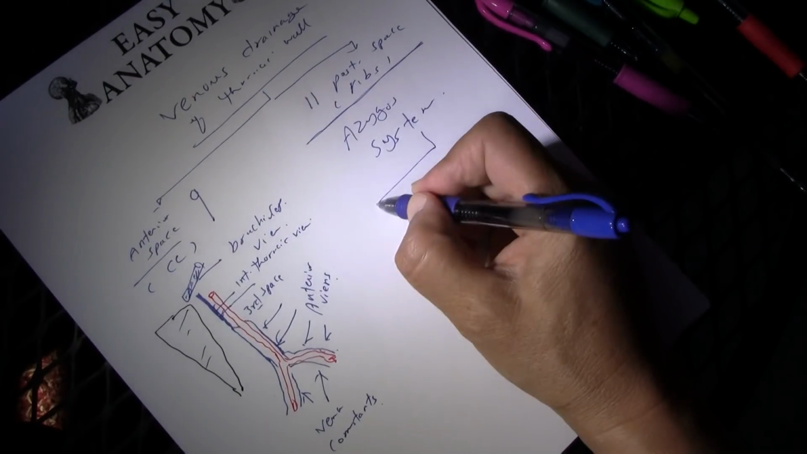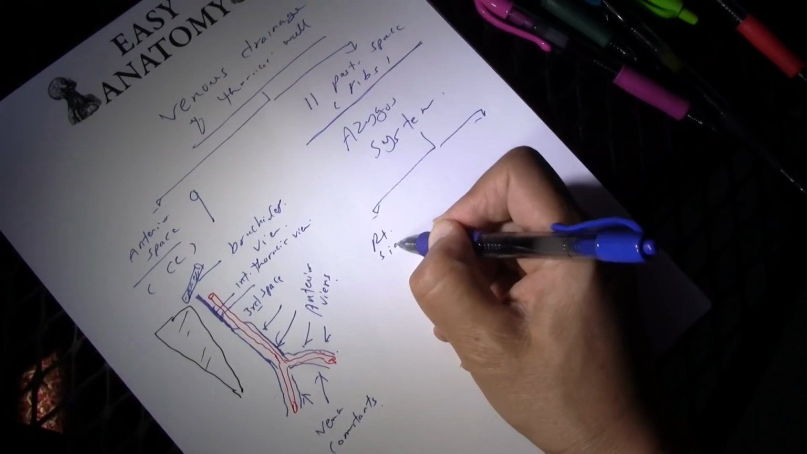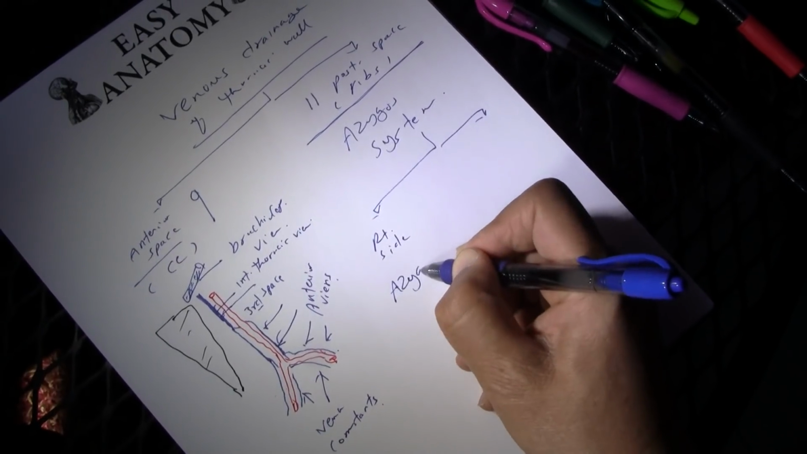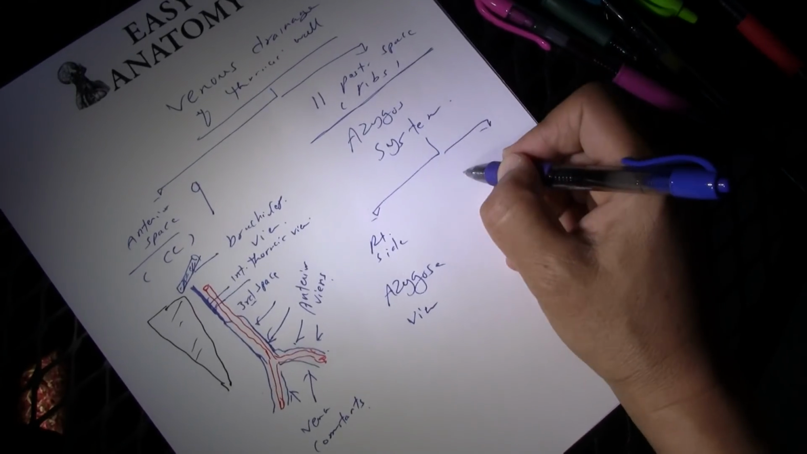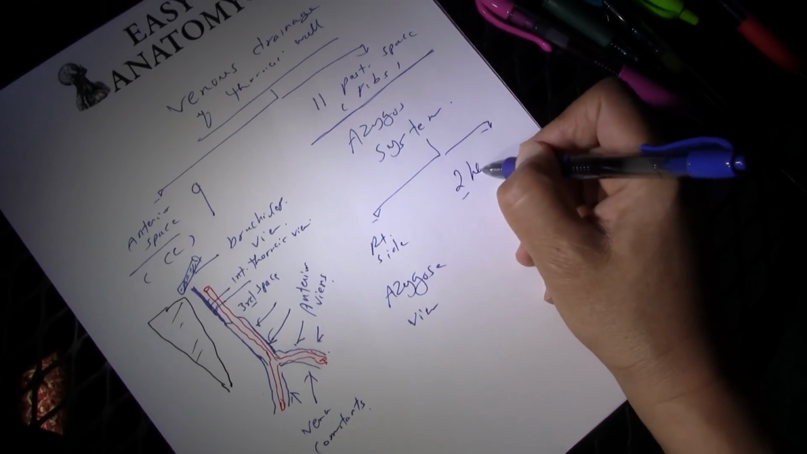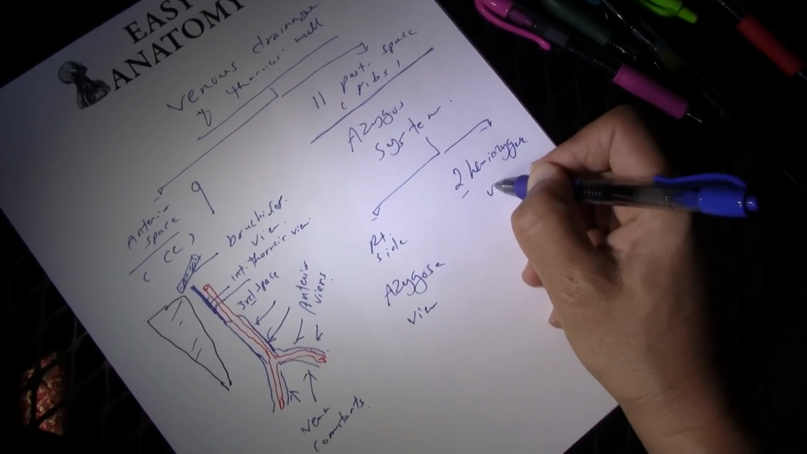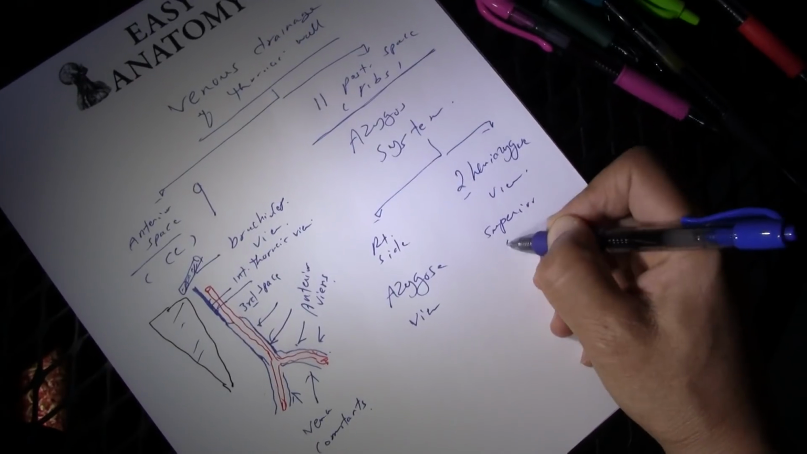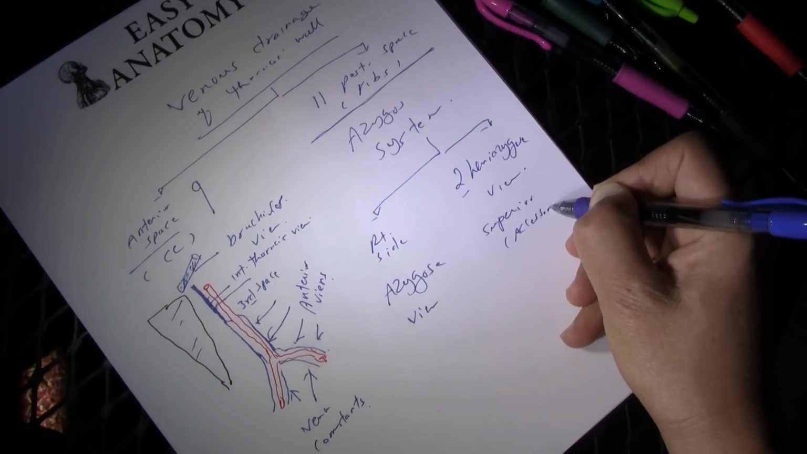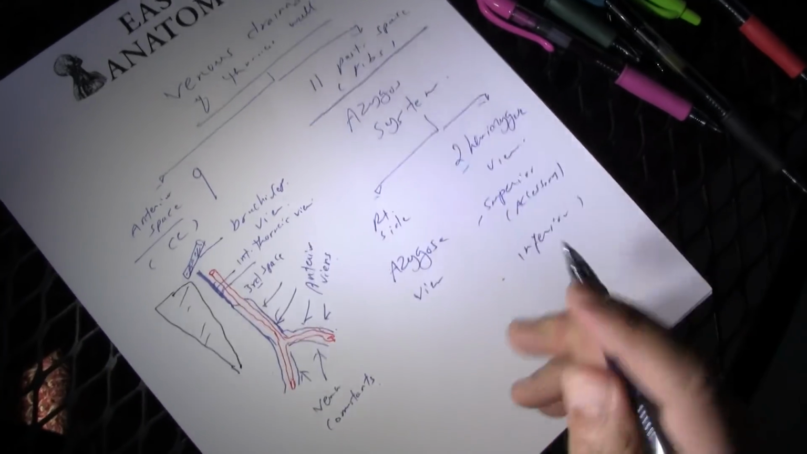And in the azygos system, you have on the right side the azygos vein, which means single, and on the left side you have two hemiazygos veins, the superior or accessory and the inferior. Okay, let us see how this works.